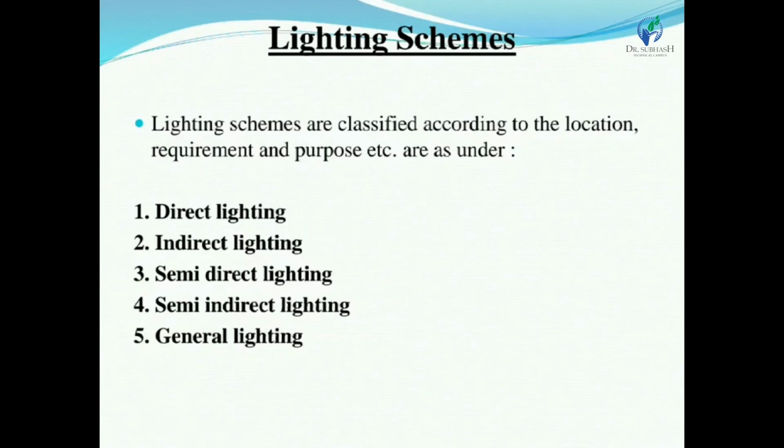In this unit, illumination, there are many schemes available for different purposes. So there are 5 lighting schemes we are going to study. The first is direct lighting, another is indirect lighting, semi-direct lighting, semi-indirect lighting, and general lighting. Lighting schemes are classified according to location, requirement, and purpose.